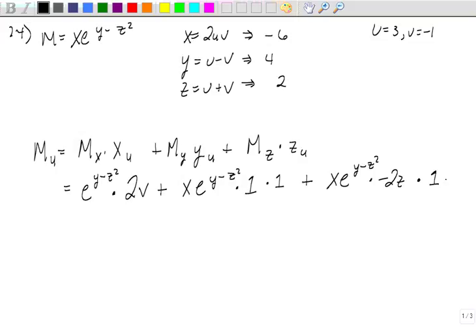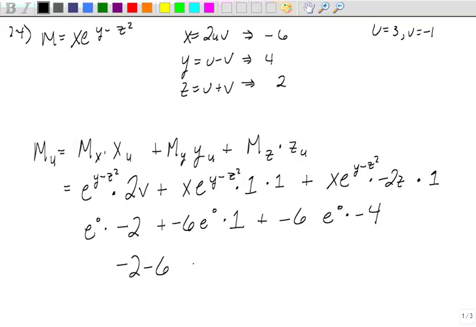So when we plug the numbers in, we get e to the 0 times -2 plus -6e to the 0 times 1 plus x, which is -6e to the 0 times -4. So we have -2, -6 plus 24. And that is 16.